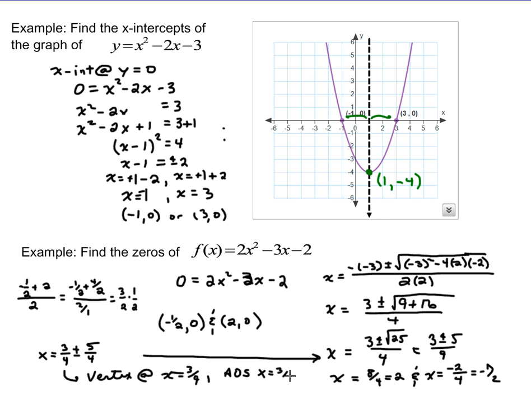All right, so our quadratic formula is good for more than just solving equations set equal to 0. All right, more in the next video.